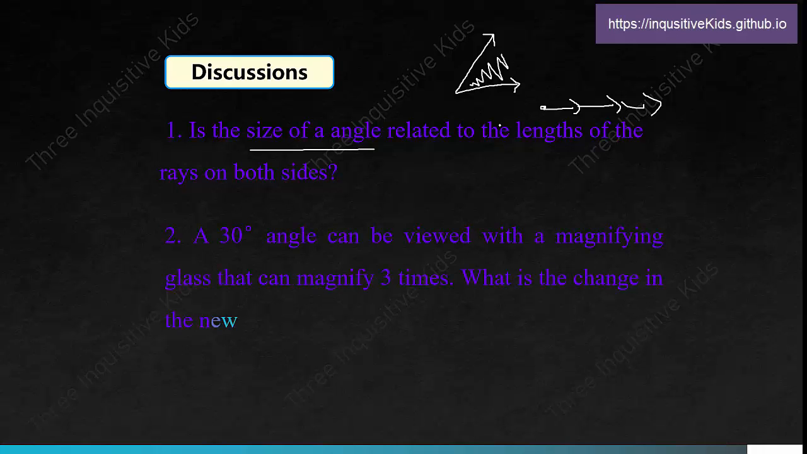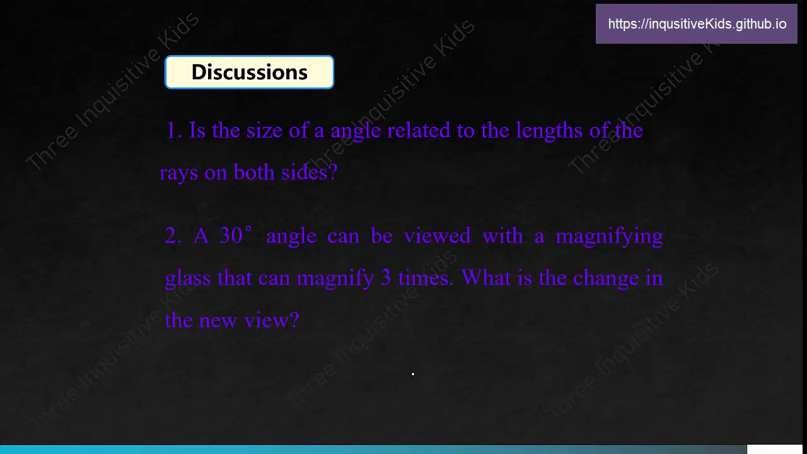2. A 30-degree angle is viewed with a magnifying glass that can magnify 3 times. What is the change in the new view? What did you think about this? Did you say 10? 30? Well, for those of you who said still 30 degrees, you were correct.